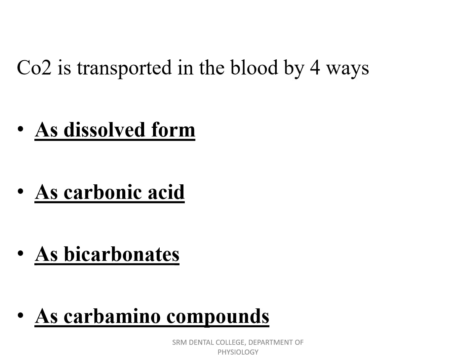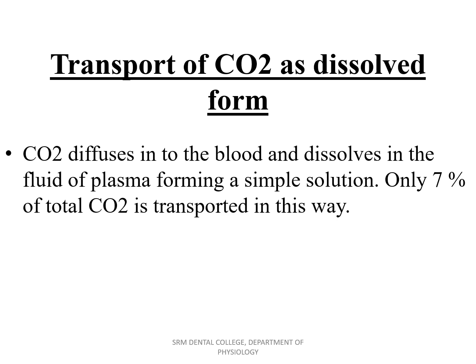So carbon dioxide is transported in the blood by four ways: as dissolved form, as carbonic acid, as bicarbonates, and as carbamino compounds. So transport of carbon dioxide as dissolved form. First we are going to see how it is going to be transported in the dissolved form. So carbon dioxide diffuses into the blood and dissolves in the fluid of plasma, forming a simple solution. Only 7% of total carbon dioxide is transported in this way.